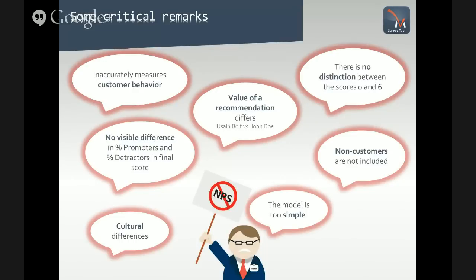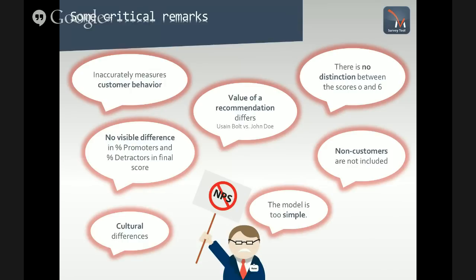Another difference is you get this NPS score at the end, the promoters minus your detractors, but it doesn't actually say anything about how many detractors there are, or what the ratio between the two is. That's something that's missing from it. Also, there's going to be some cultural difference in it.